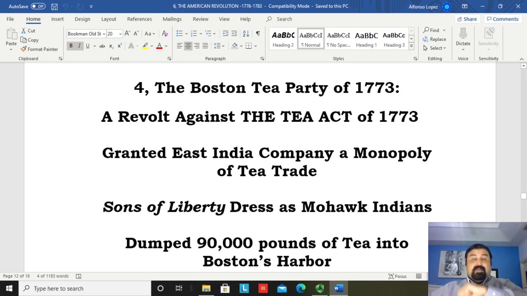And in 1773, there will be yet another action of resistance that the Sons of Liberty carried out in order to resist a new Navigation Act that the British Parliament had just recently passed, and that is in the year 1773.